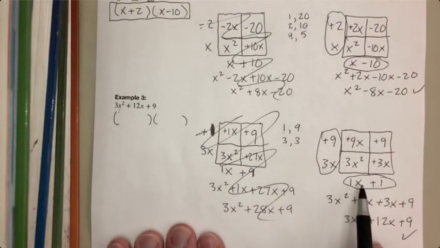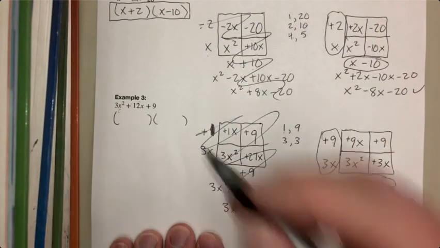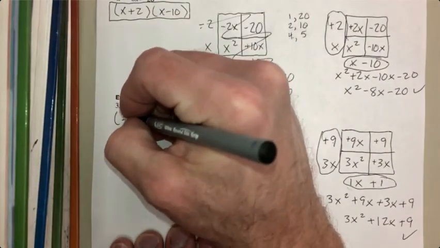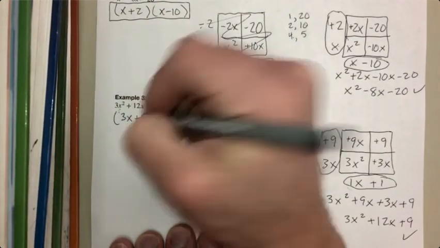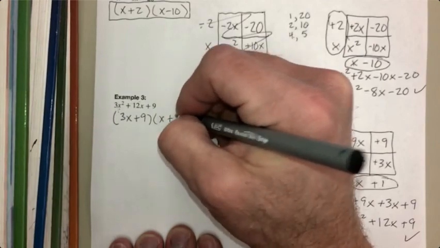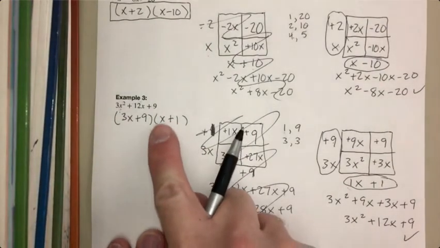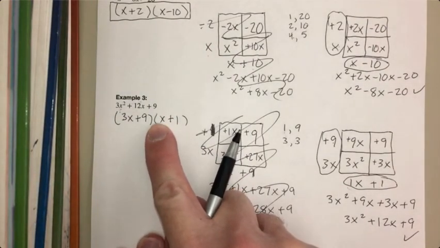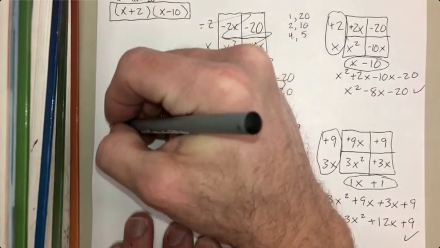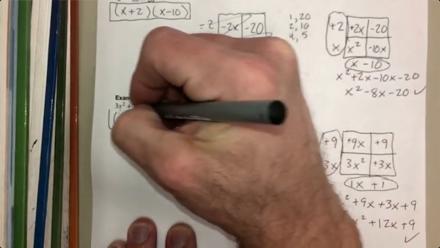You could put in 1x plus 1, that would be fine. I'm just going to write it a little bit simpler and just write it as x plus 1. So there's no problem with making it 1x plus 1. That's totally up to you, but I prefer to keep it as simple as possible. So there's my factored form.